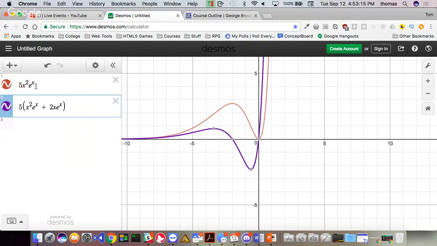Okay, let's do the second derivative. What's the second derivative of this? What do we have to do first? Get rid of the 5 first. Put the 5 aside for a second.